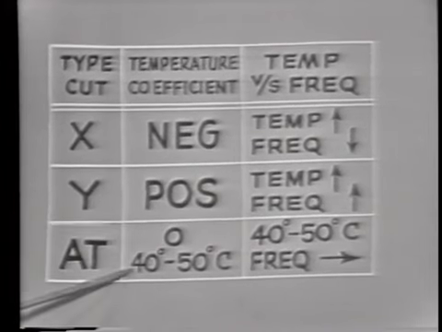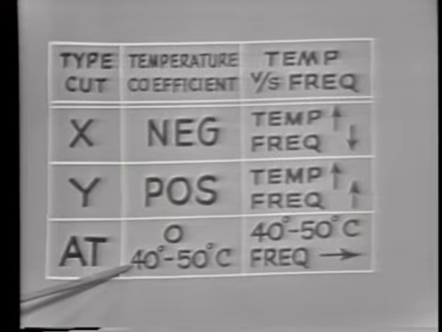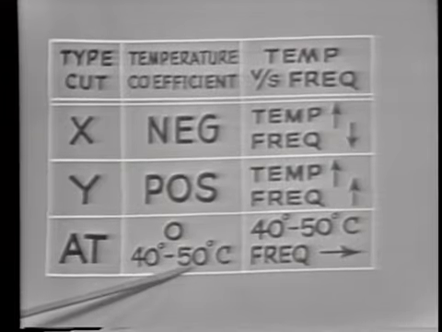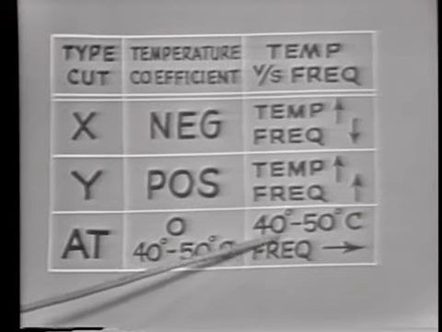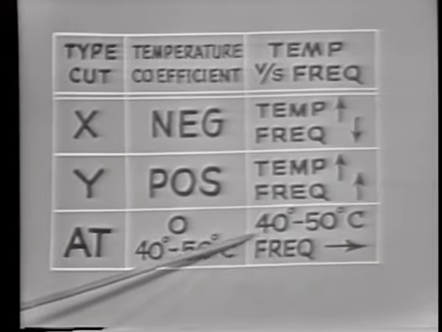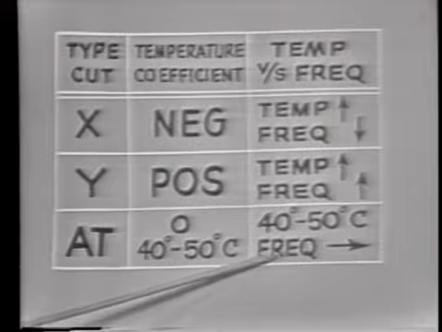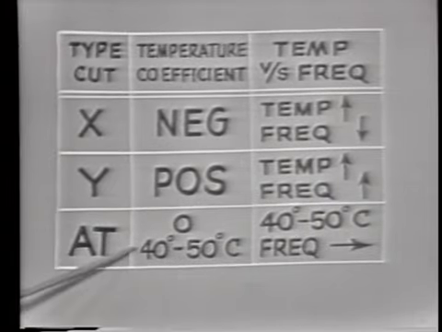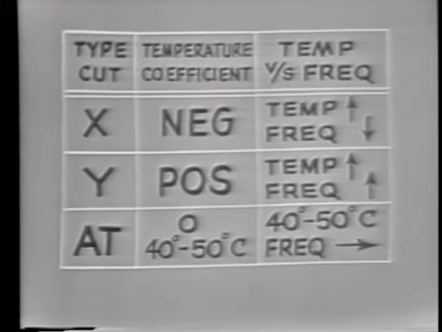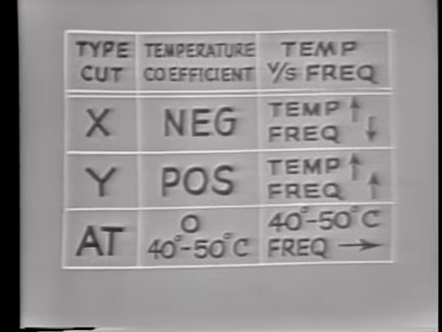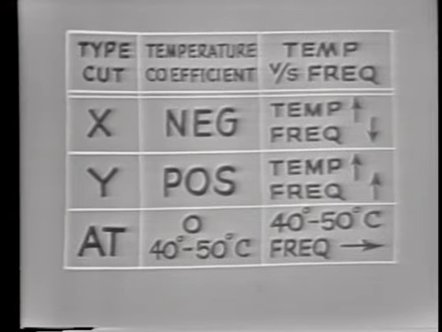That is to say, as long as the temperature ranges between 40 to 50 degrees centigrade. Remember, as long as the temperature is within this range, the frequency of oscillation will remain the same. Then the AT cut has a zero temperature coefficient. Now at this time, you should complete the chart in item 7 of your TVI guide.